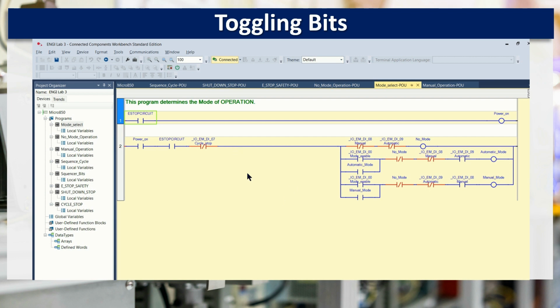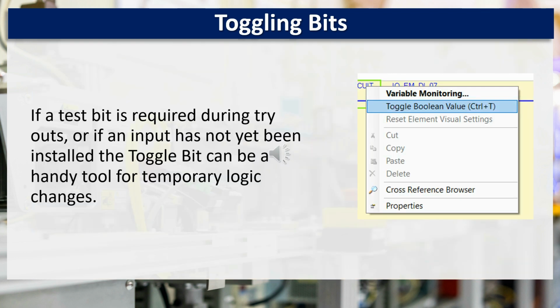Now where it is effective, I'm going to go to another part of our program, I'm going to go offline for a moment and I'll show you where this is effective. Actually, I'll set that up and we'll do that in the next video. If a test bit is required during tryouts, or if an input has not yet been installed, the toggle bit can be a handy tool for temporary logic changes.